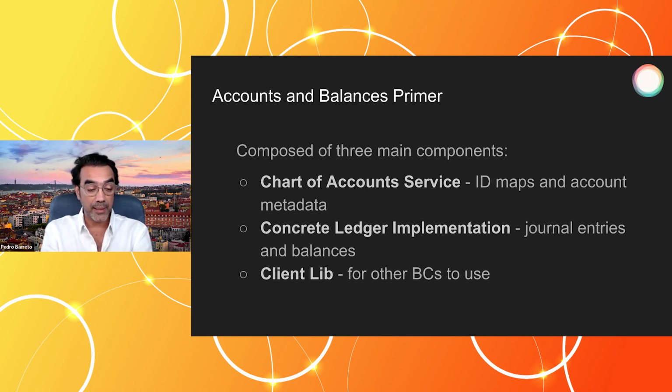And then we have the client lib, which is essentially a nice to have so that other parts of the system can simply use a nice library to call the accounts and balances and to just use its functions. And this is part of the strategy that we have all around vNext for all bounded contexts that provide services to other bounded contexts. We provide a client with it so that the other bounded context can just simply use the services, in this case, the accounts and balances.